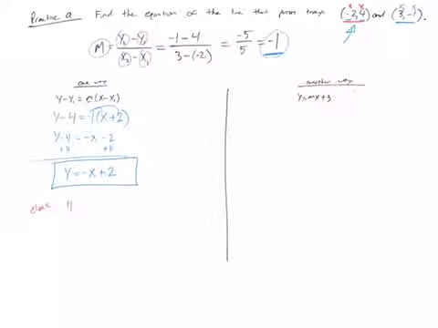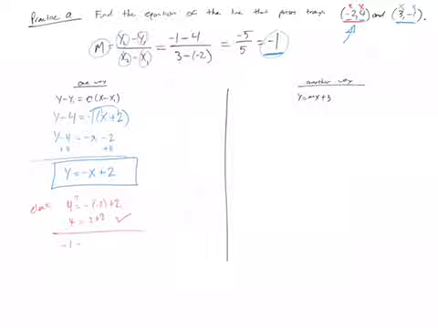Let's see, is 4 equal to negative 2 plus 2? Well, is 4 equal to 2 plus 2? Well, yes, that does work out. And you can try that other one as well.